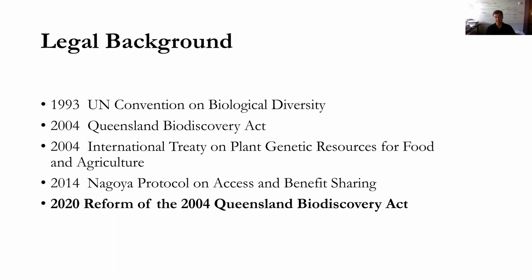In 2014, because of problems with the interpretation of the Convention on Biological Diversity, the parties got together and adopted what's known as the Nagoya Protocol on access and benefit sharing. This document ostensibly provides an interpretation of the scope of the CBD, but arguably also extends it in quite considerable ways. In 2020, the Queensland Government amended the Queensland Biodiscovery Act for a number of reasons, two of which were firstly to implement the Nagoya Protocol or part thereof, and secondly to implement its long-standing commitment to respect and protect traditional knowledge in relation to access and benefit sharing.